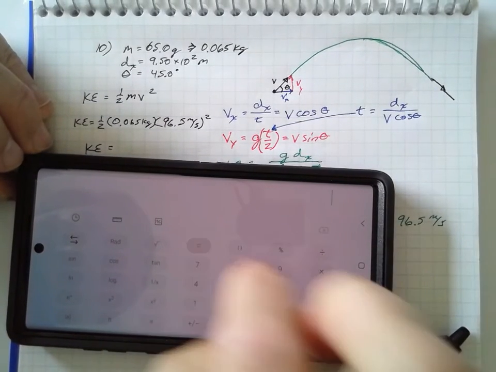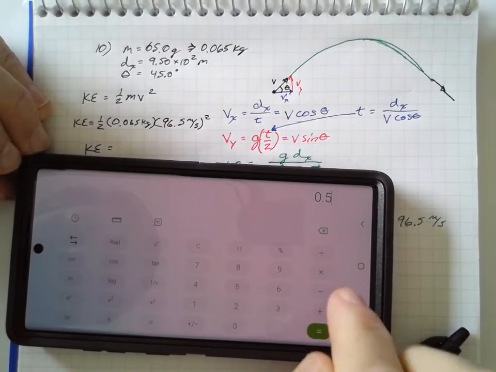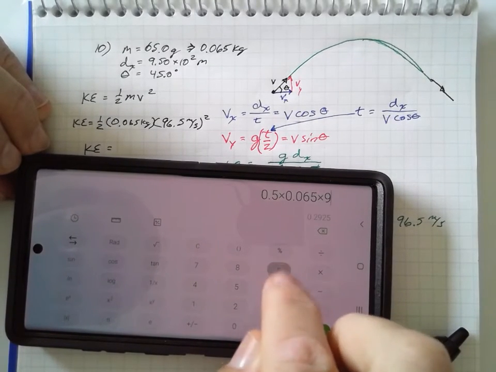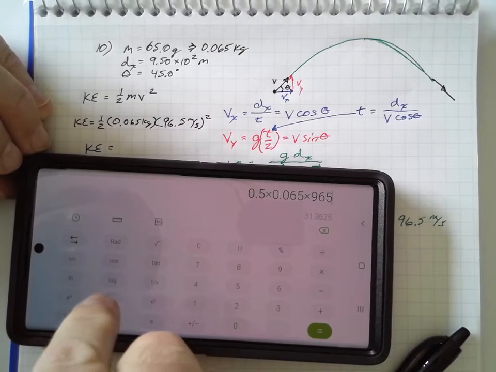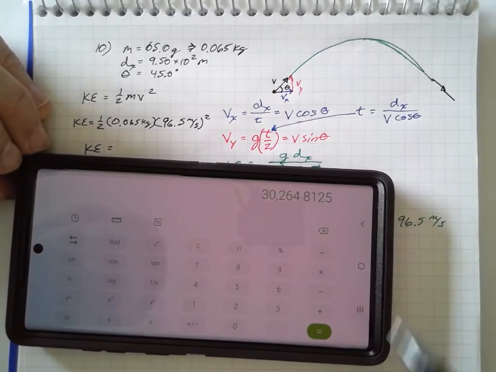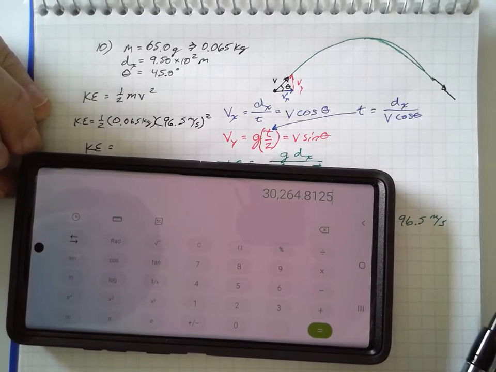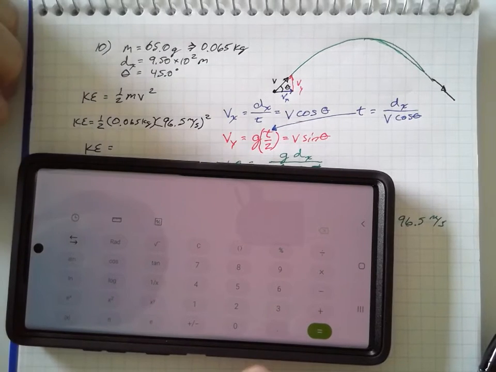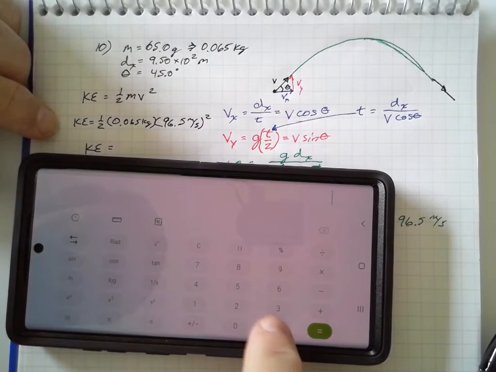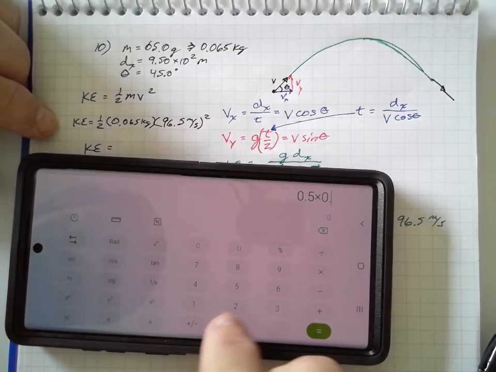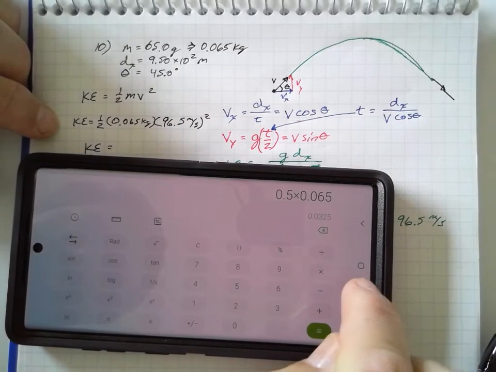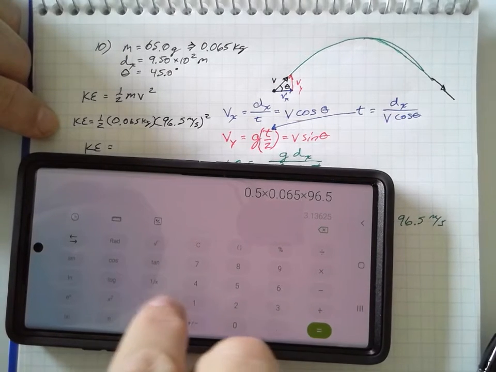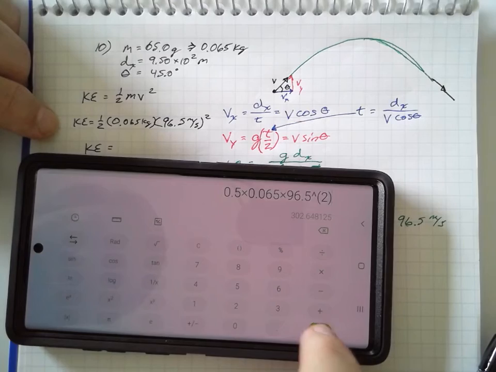Okay, so clear. 0.5 times 0.065 times 96.5 quantity squared equals, and that's, oh, I think I did 65 instead. Okay, so 0.5 times 0.065 times 96.5 quantity squared. There we go, that's the number I want.